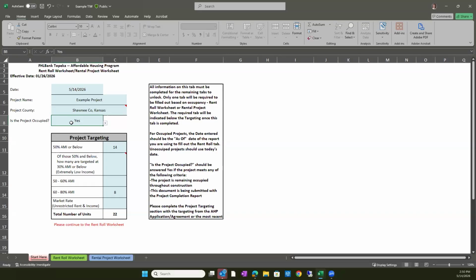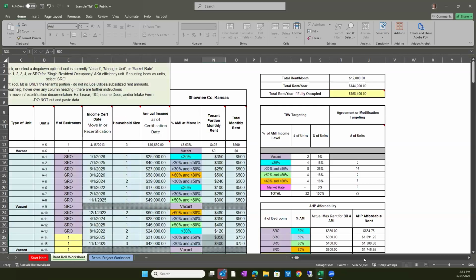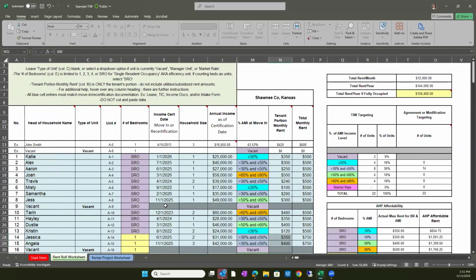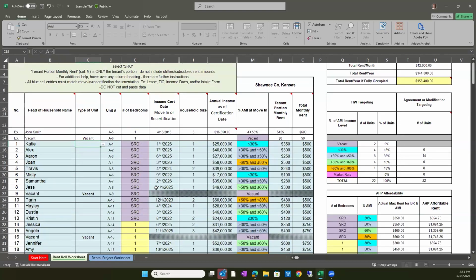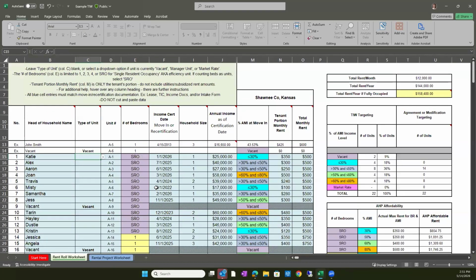So first, again, I'm going to look at what it would look like for a project that is occupied. It's going to tell us to go to the rent roll worksheet. This worksheet I have pre-filled out again. So this will be blank when you get to it, but I wanted to show you what a filled out example looks like. I know there's a lot going on here, but once you figure out what you're doing and how to fill it out, it's not too bad.